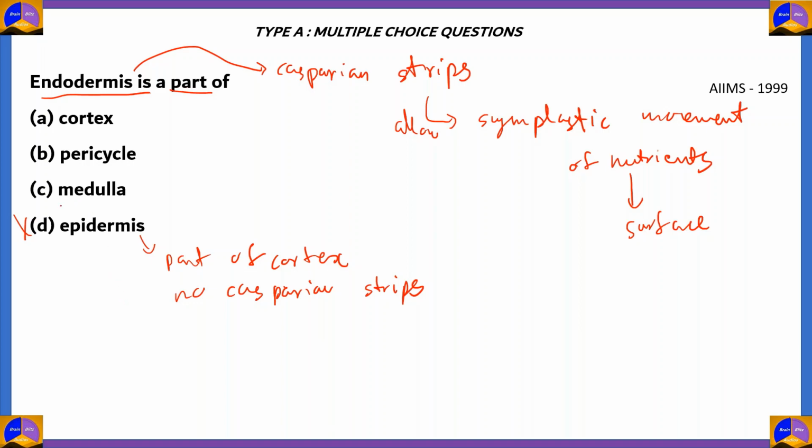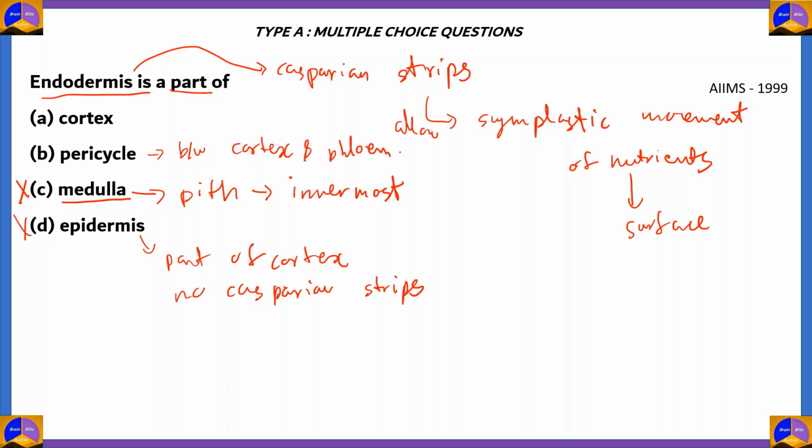What about option C, medulla? The common name for medulla is the pith, and this is the innermost part of a plant. So option C is incorrect because our endodermis is present closer to the surface. What about option B, pericycle? Now this pericycle is found in between cortex and phloem, and it does not have any Casparian strips. Option B is incorrect. The right answer is option A, cortex.